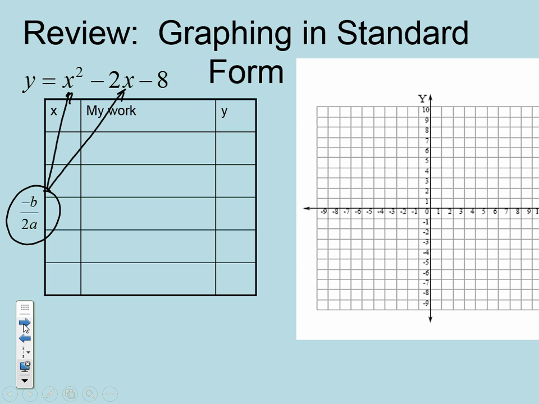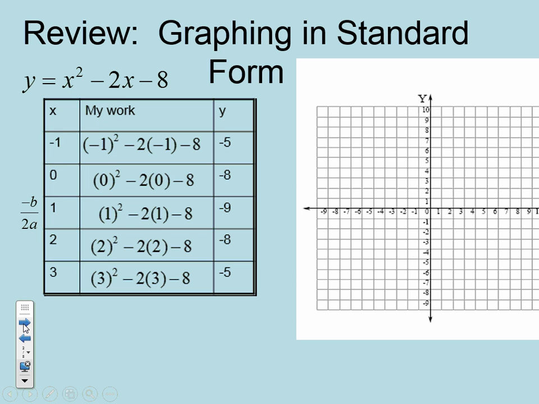And we've been working on making tables where that negative b over 2a x value goes in the middle of the table, and we can generate y values then that help us make the graph of this parabola. This is what our work looked like when we were talking about graphing in standard form. So we use negative b over 2a to find the middle x value in my table, or the x value of the vertex, and then we generated the table that would help us graph that parabola.